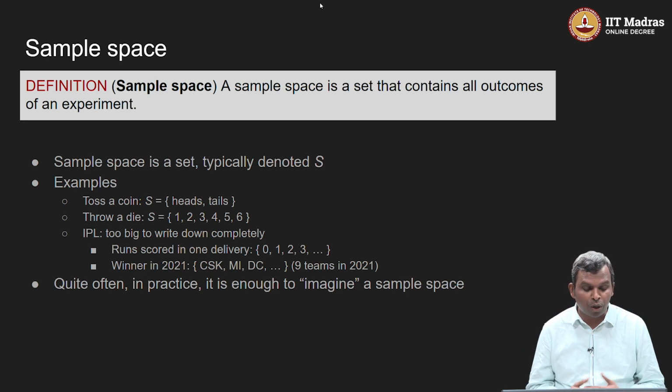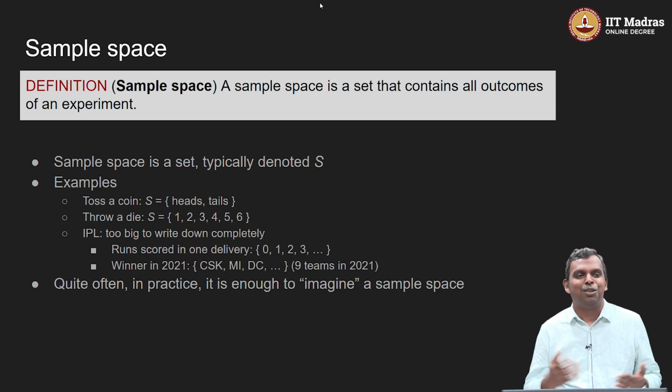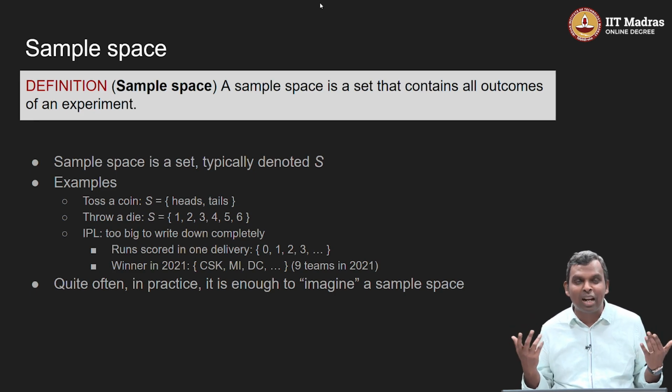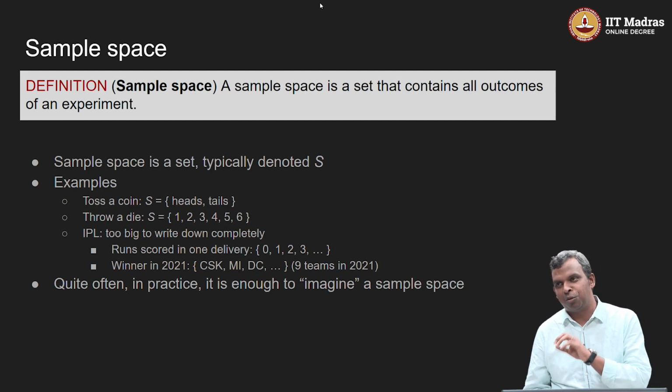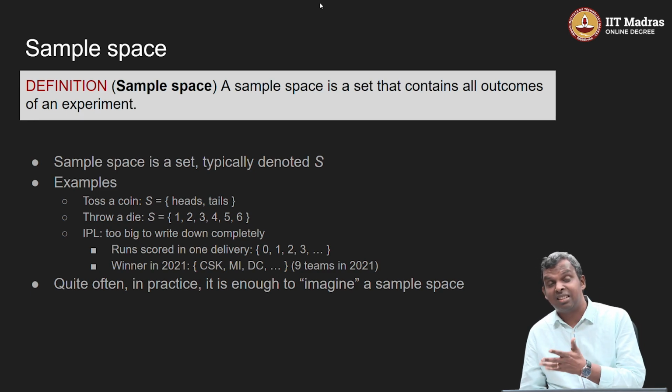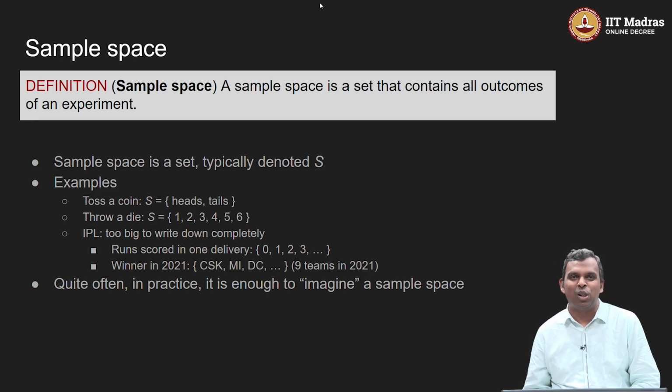Now, if you jump from the small toy experiments to the big experiment of the IPL, you see that sample space is really difficult to write down. It's basically the set of all possible things that can happen in an IPL match. Depending on what level of detail you want to look at, the sample space can be very, very complex. For instance, if you were only concerned about runs scored in one delivery, you can have a sample space which is very simple. It could be 0 or 1 or 2 or 3 or 4 or 5, 6, 7. Can 7 runs be scored? Yeah, it can happen occasionally. So all of this you may want to write down.